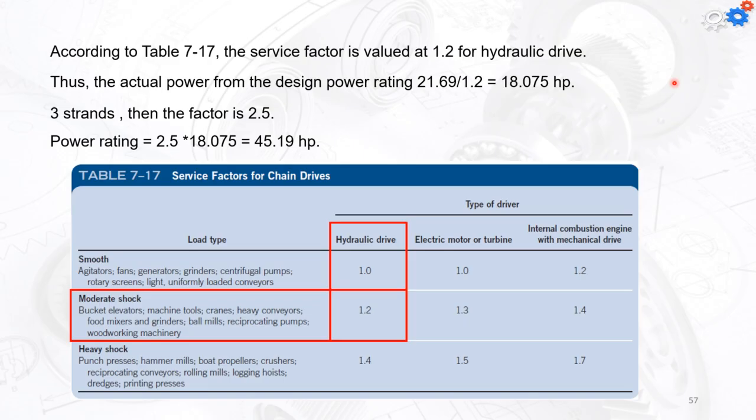So for the three strand, the factor is going to be 2.5. So the power rating now is going to be equal to the 2.5 multiplied by 18.75. Okay, now if that confuses you, let me tell you the following. That's the power we got for the one strand. And that's the actual power because that's the design power. Now, if I use three strands, that means the load has been divided by 2.5. So to get the actual load or the actual power, I need to multiply it by this factor, not divide as we did earlier. So the actual horsepower was 45.19.